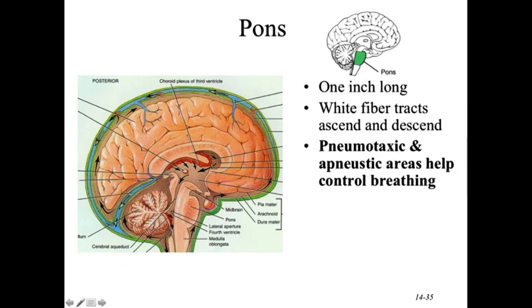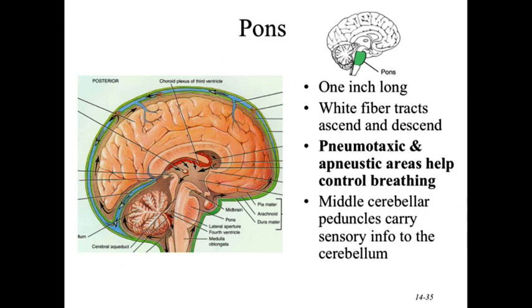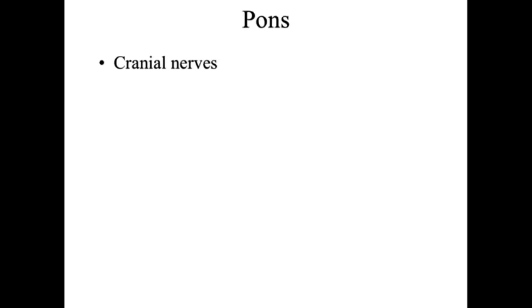All right, so here's the pons. You can see the green section above. There's the pneumotaxic and apneustic area that also help to control the breathing. And there's a section in there called the cerebellar peduncles that are just carrying sensory info to the cerebellum. The cerebellum is constantly being bombarded with information because it deals with balance and fine coordination. Cranial nerves 5 through 7 are there. So let's take a look at these cranial nerves.